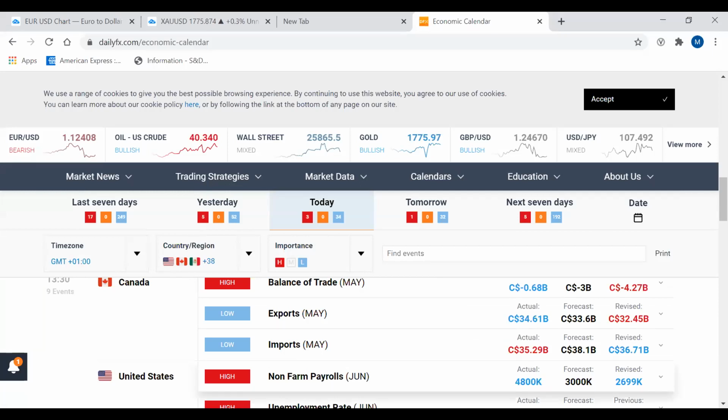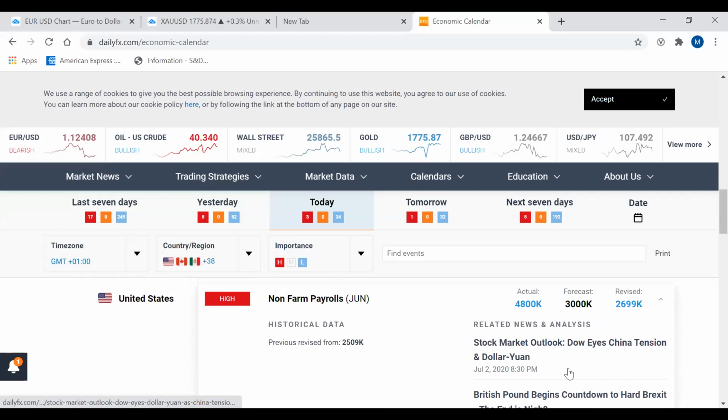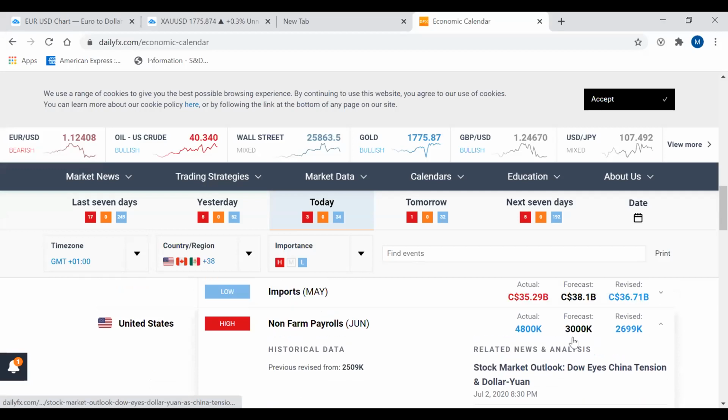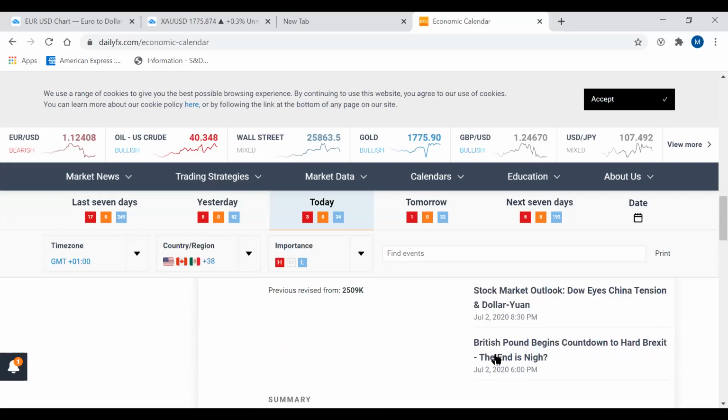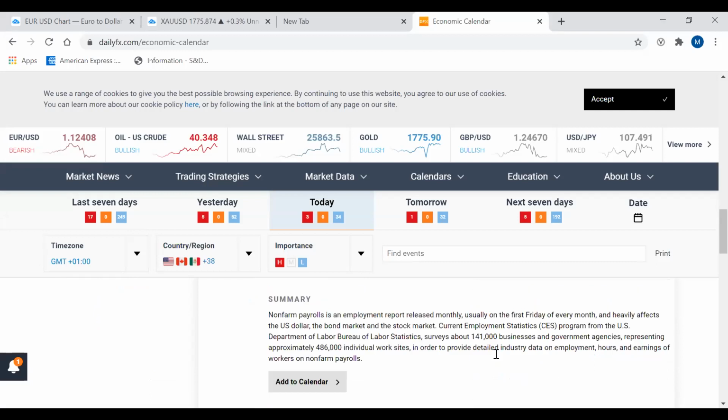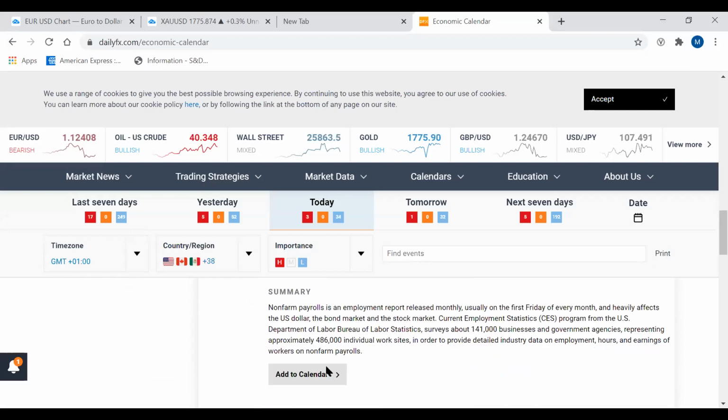Now, what happens is typically before the news hits, it will give you what the forecast is. And the goal is to either be higher or lower than the actual, and it will tell you what would happen if it is higher or lower than the actual. And it also gives you a summary of what that piece of news is.